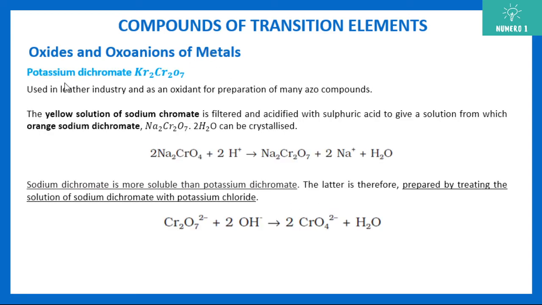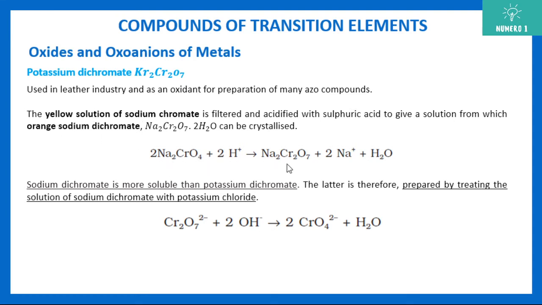Now, talking about one of the important compounds, that is potassium dichromate, K2Cr2O7. It is actually used in the leather industry, and it is also used as an oxidant for the preparation of many azo compounds. Now, how to prepare it? So it can be like the preparation process.